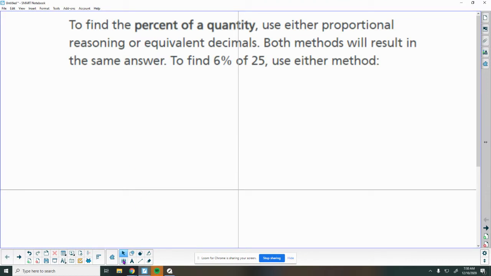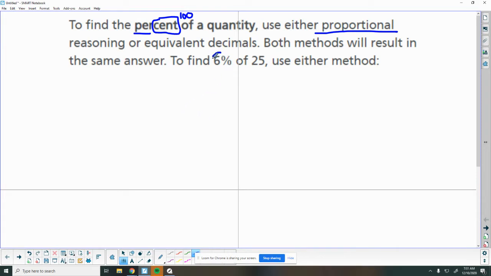So first, we need to remember what the word percent means. Per means out of, and cent, think about how many cents are in a dollar, which is 100. So we always need to connect it to that number 100 when we are using percentages. We're going to be focusing on the proportional strategy and setting up that proportion to find our answers.